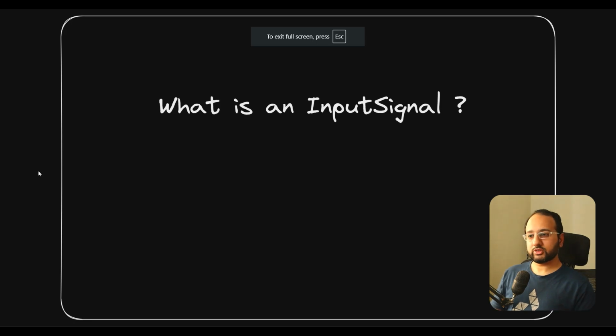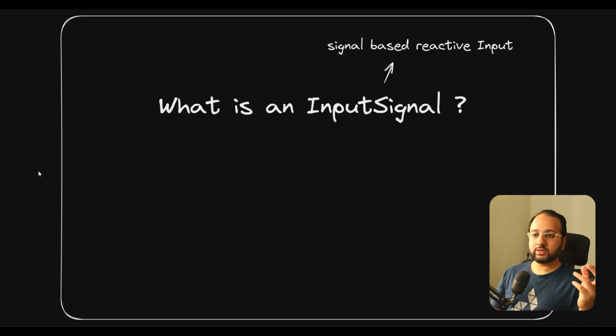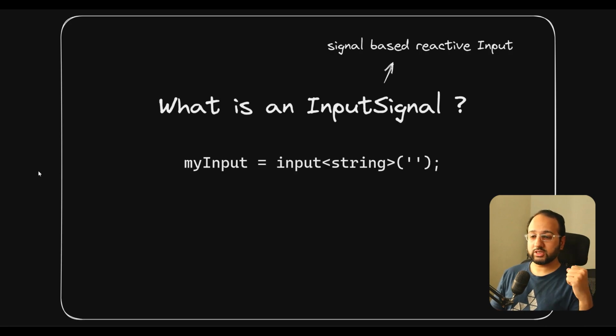Okay, so what is an input signal? Well, an input signal is a signal-based reactive input, which means that whenever the component's input changes from the outside, whenever the parent sends in a new input to the component, it is going to propagate a change in the signal. So if you are using the signal for some other work, it's going to automatically get those changes without us needing ngOnChanges.